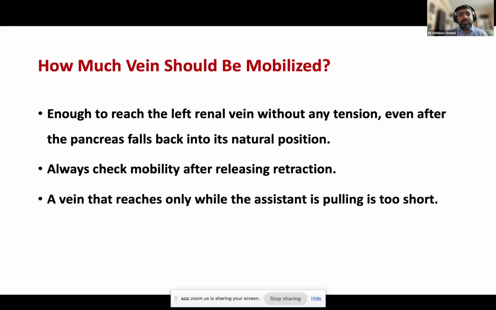So the question is how much vein should be mobilized? Enough to reach the left renal vein without tension, even after the pancreas has fallen back into its natural position. Mobility has to be checked after releasing the retraction, and if it reaches only while pulling, it is too short. It should not be under tension.